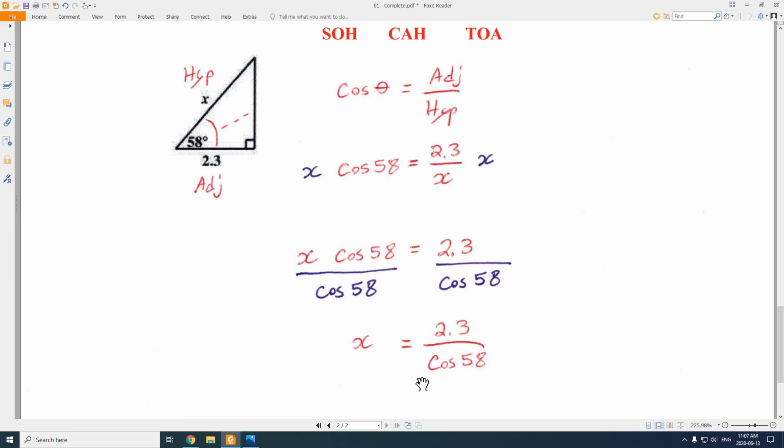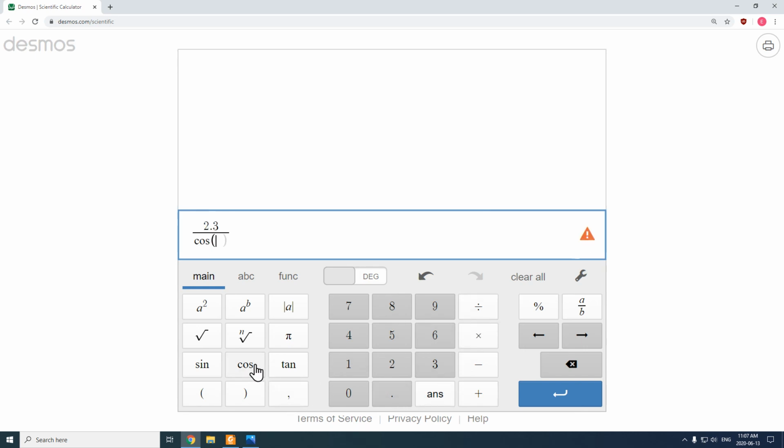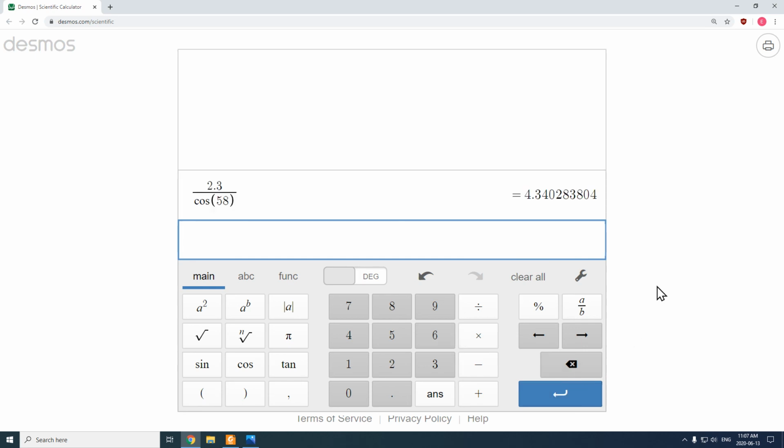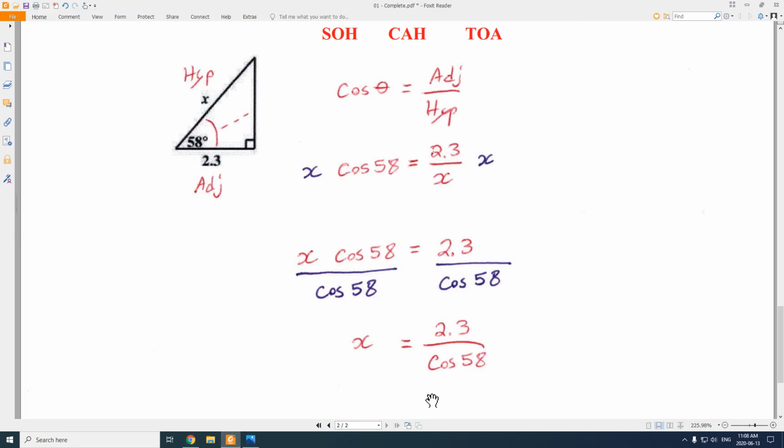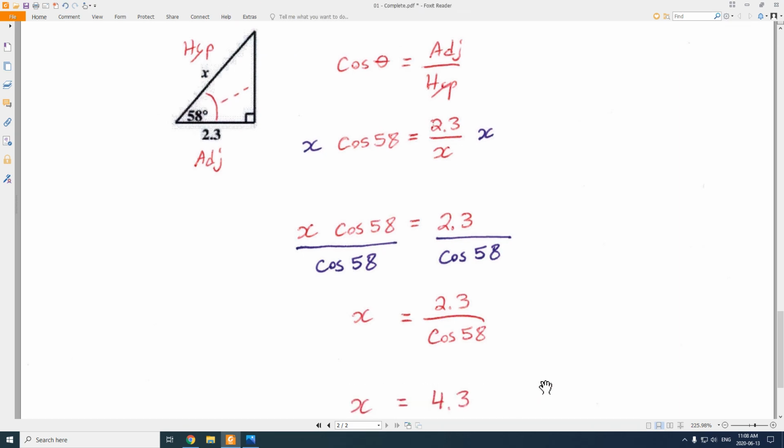All right, plug this guy into my calculator. 2.3 divided by cos 58 gives me 4.3. And we get x equals 4.3.